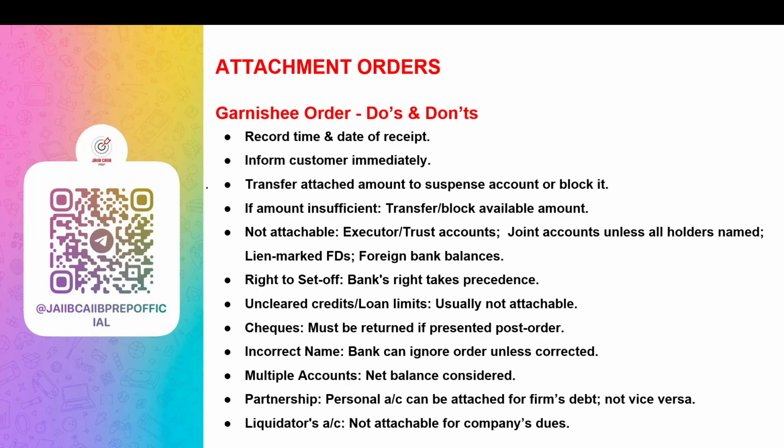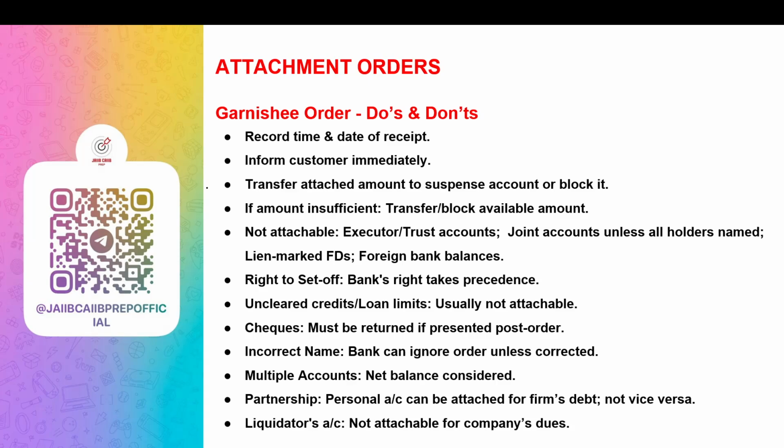What are the do's and don'ts? A bank must immediately enter the date and time of receiving the order in the system. As soon as the order is received, all payments, withdrawals, and check clearing from the account must be stopped. The customer must be notified about the garnishee order, and to avoid any accidental transaction, the blocked amount should be shifted to a suspense account or otherwise clearly blocked in the system.